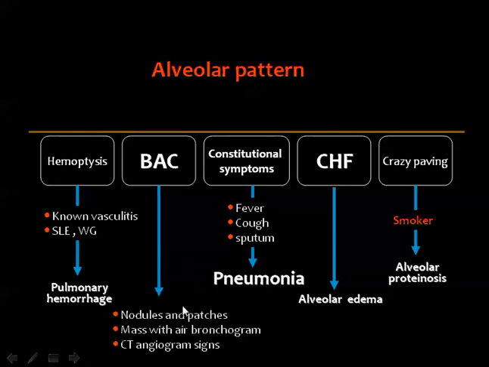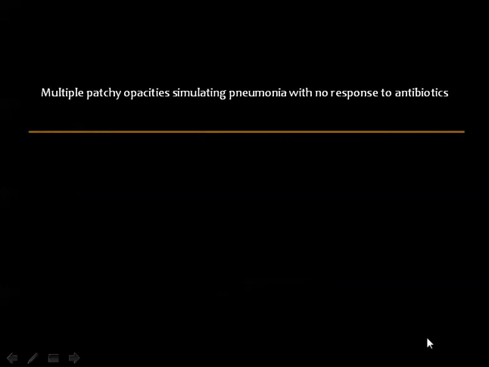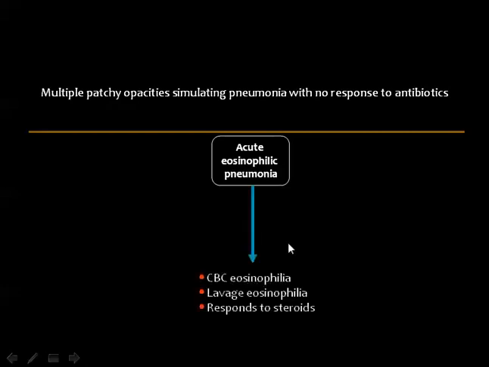Bronchoalveolar carcinoma: nodules and patches, mass with air bronchogram and CT angiogram sign. You remember, patches and nodules is very specific, more or less, and mass with air bronchogram and CT angiogram sign. Then multiple patchy opacities simulating pneumonia with no response to antibiotics: acute eosinophilic pneumonia. How can you diagnose? Peripheral eosinophilia and the reverse halo sign. Then the CBC showed peripheral eosinophilia, lavage showed eosinophilia, and the response to antibiotics.